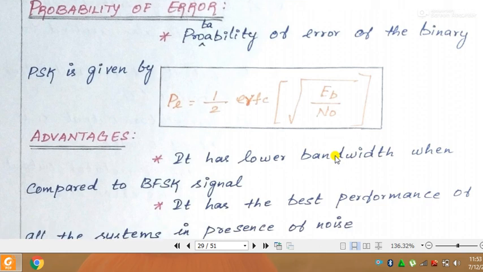The probability of error for PSK is given as 1 by 2 erfc of root of Eb by N0. Eb is the signal energy transmitted per bit, and N0 is the noise spectral density.